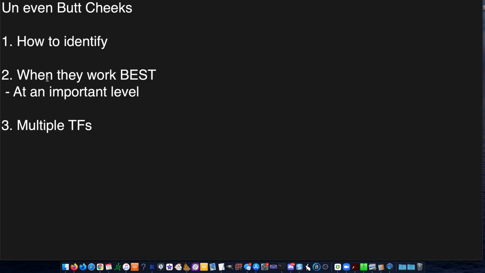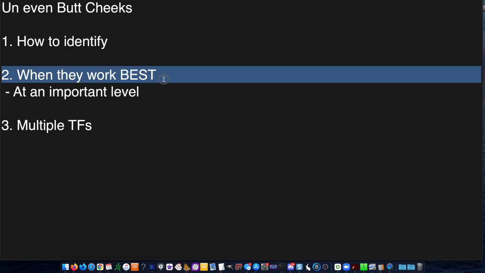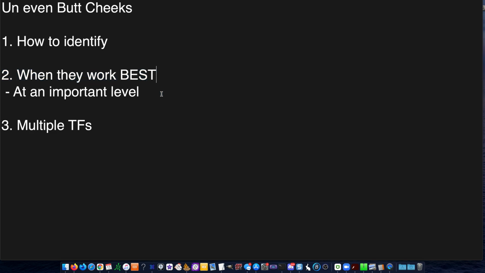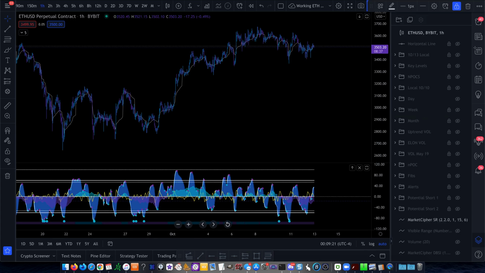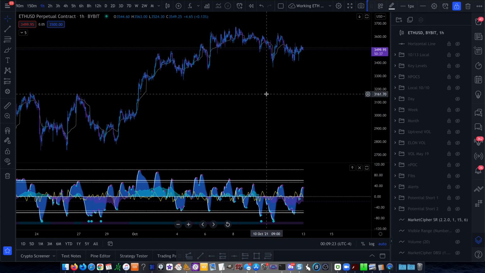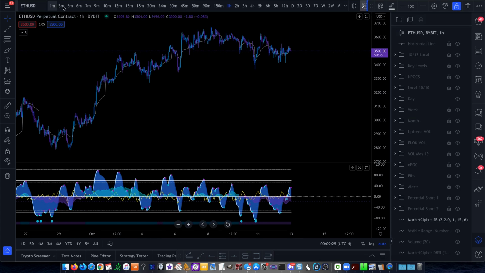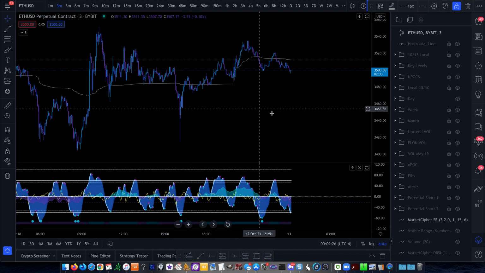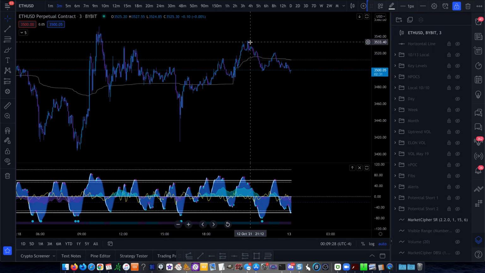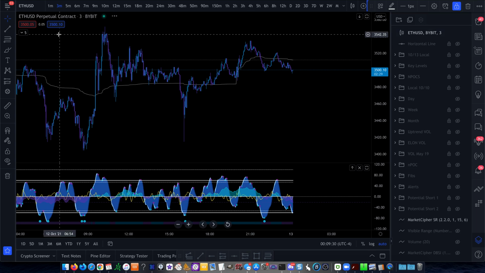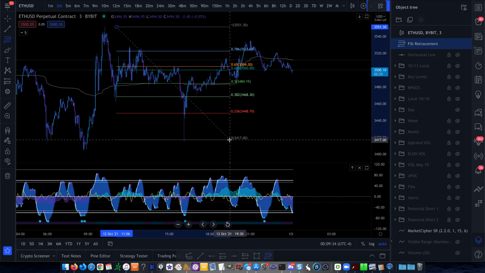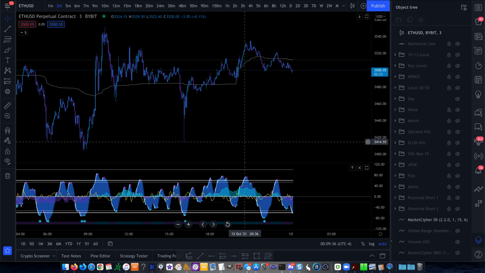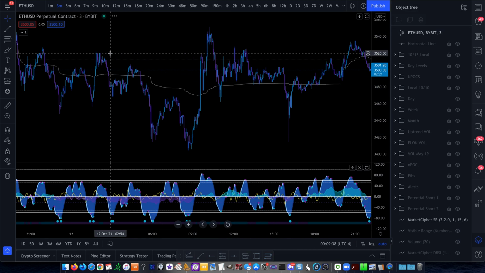So when do they work best? Uneven butt cheeks patterns work the best when they are at an important level. Let's take a look at an Ethereum scalp that I made today, where, if we go to the 3 minute time frame, I took a scalp from right up here. Okay, so how did I take that scalp? Well, price was at an important level. If we pull our fib from here to here, I'm sorry, that's not the scalp I took. This is the scalp I took.